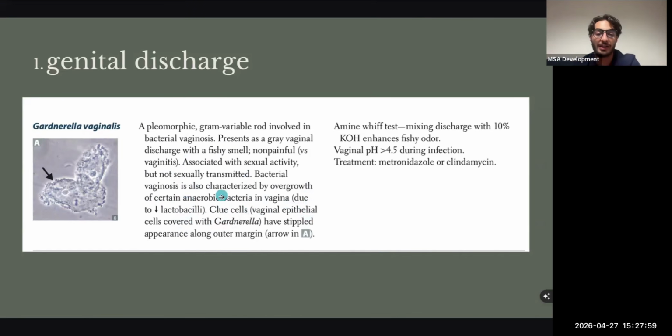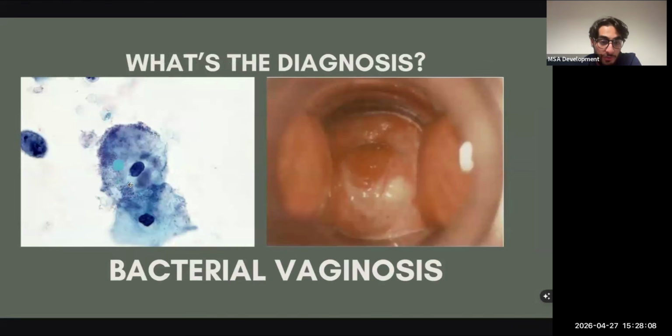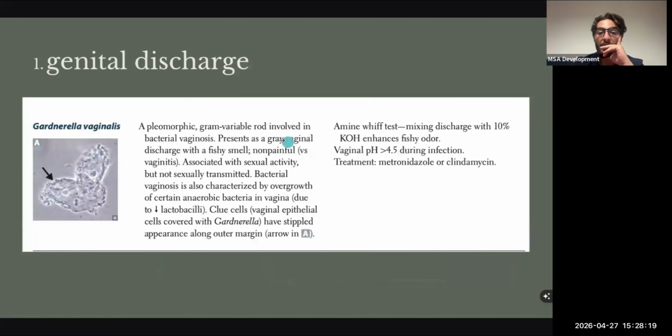Clue cells, this is what this is called, by the way. These are clue cells, which are vaginal epithelial cells covered with Gardnerella, have stippled appearance along the outer margin. So this is what it looks like. The normal vaginal epithelial cells should just look like this light bluish cell without any of the dark blue spots around the edges. All right. And how do you diagnose it?